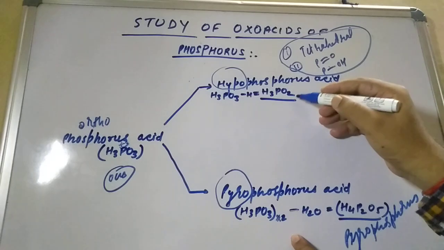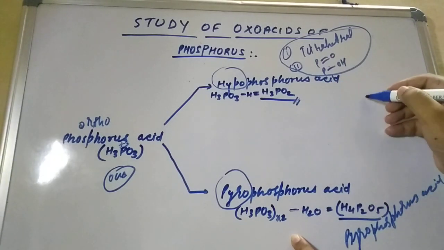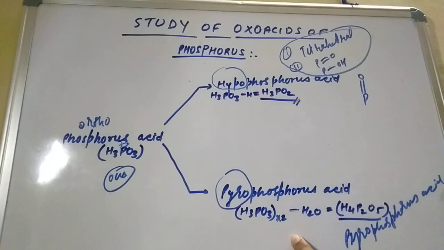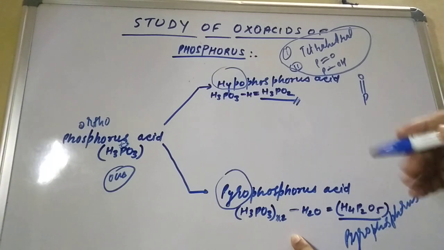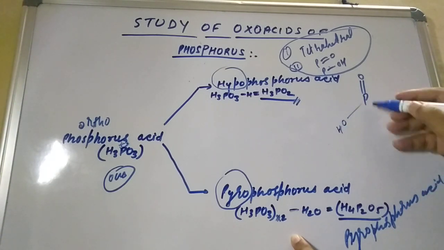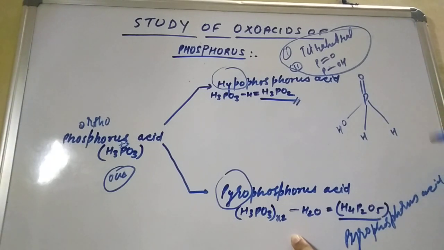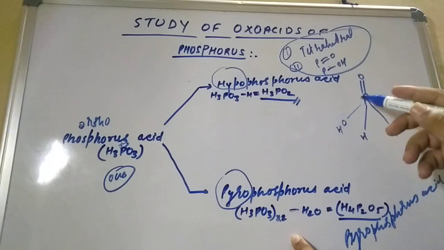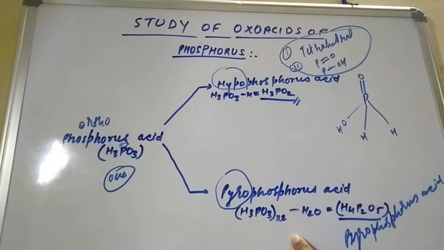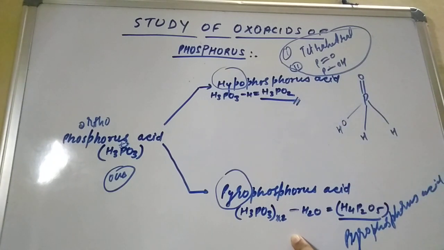Now we are going to draw the structure of H3PO2. Phosphorus is in the center, and on top there is always an oxygen. One oxygen is lost, so one oxygen with one hydrogen is left, and the other two are hydrogens. So how many oxygens? 2. How many hydrogens? 3. One phosphorus. This is the structure of hypophosphorus acid.